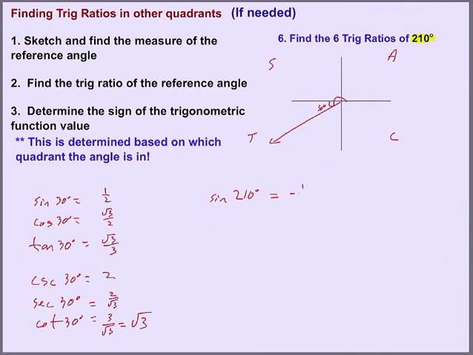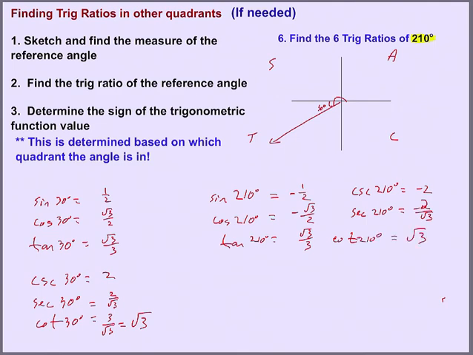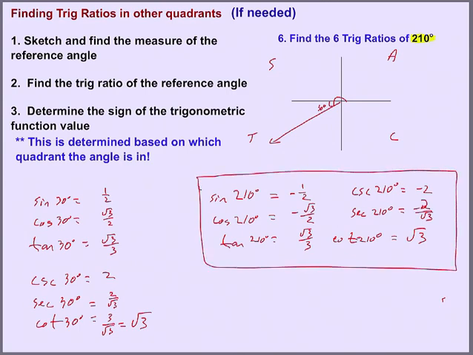But the sine will be negative. The cosine will be negative. The tangent is positive. And then, since the cosecant is the reciprocal of the sine, it has the same sign as the sine of 210 degrees, so it's also negative. The secant is going to have the same sign as the cosine, so that is also negative. And the cotangent is going to have the same sign as the tangent, and so that one will be positive. Now we have all 6 trig ratios of a 210 degree angle.